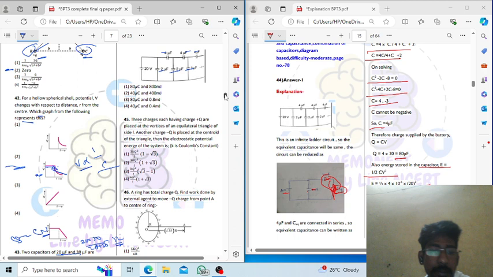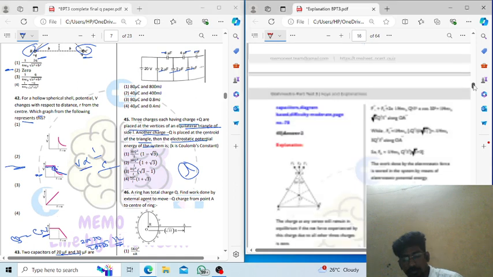Okay, so calculate the force acting. It is acting in this direction. This will be 1/4 pi epsilon naught, Q square by L square. Q charge is here. This is the length, this is L, this is L and this is also L. So the distance is L square. Same for this, F2 will be the same.